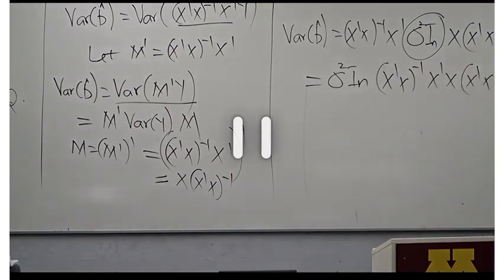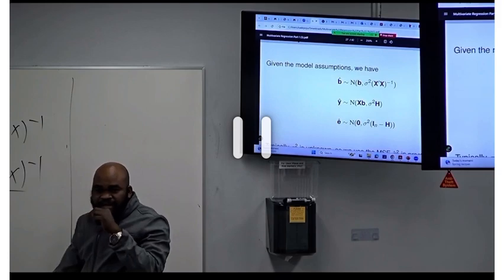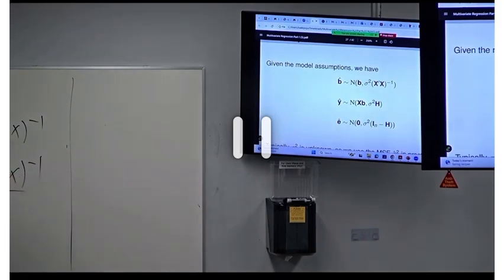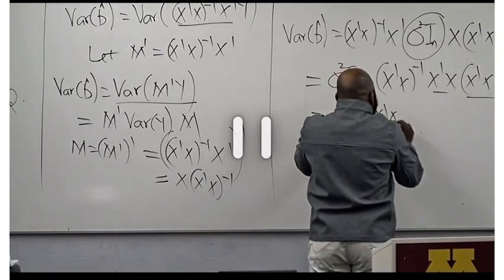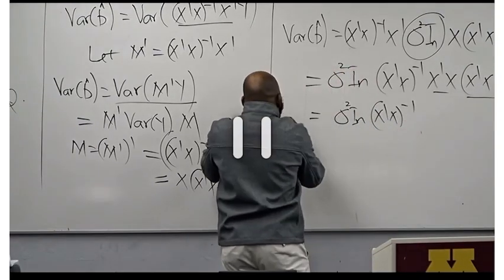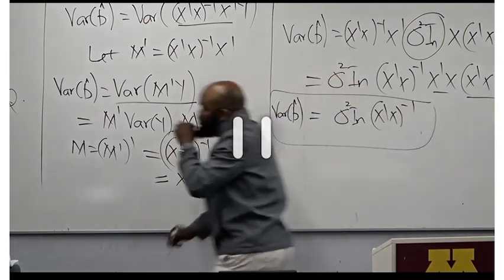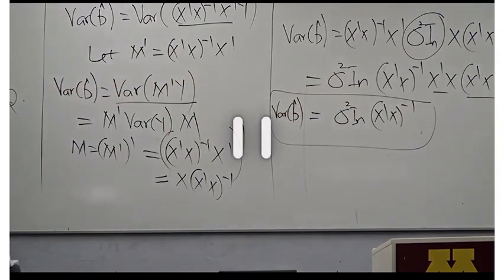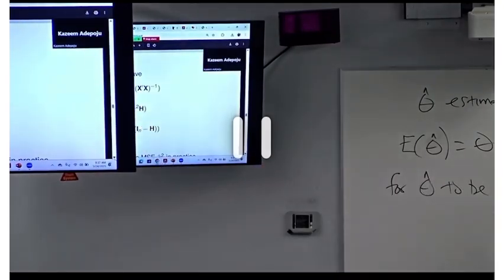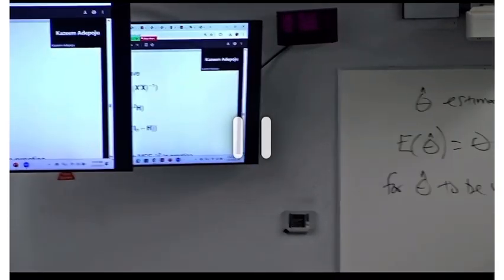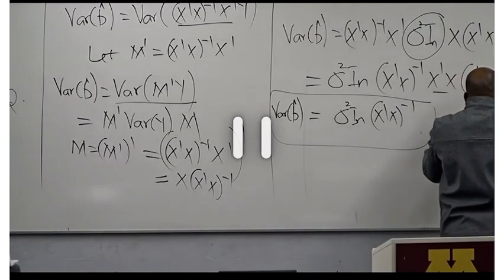What do you see? Look at that. This guy and this guy form the identity, so they're going to cancel out. So what do I have? I got sigma squared, then this. Therefore, the variance, that is how we arrive at what you see here. I can write sigma squared I_n, or I can just simply write sigma squared as that.